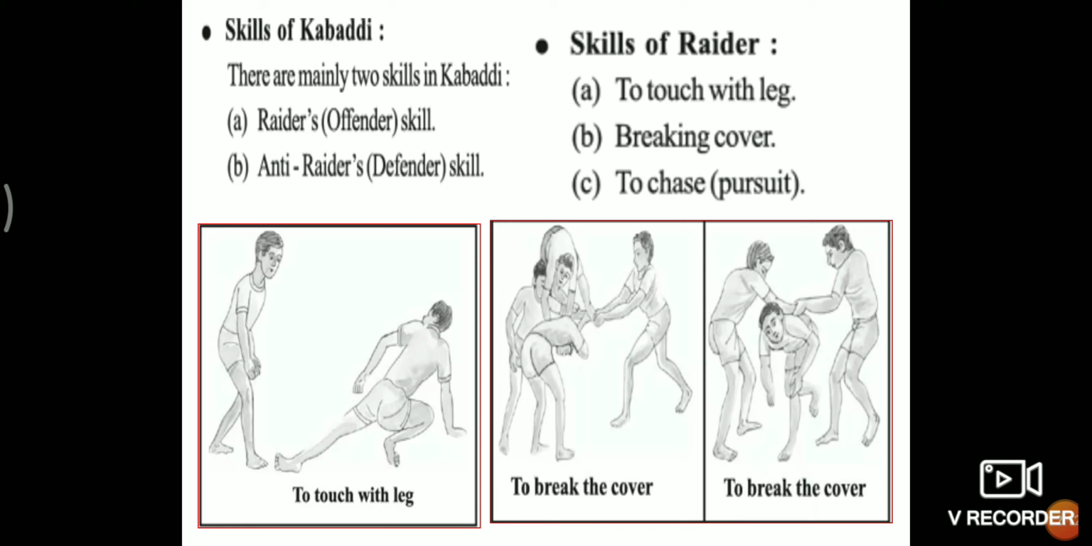The next, third skill, to chase. When the rider has completed his legal ride and, while returning to his court with his back towards the opponent's court, an opponent rider suddenly chases and quickly touches him with leg or hand and safely reaches his court. This skill requires speed, jump, and increases speedy motion or the ability to stop it.